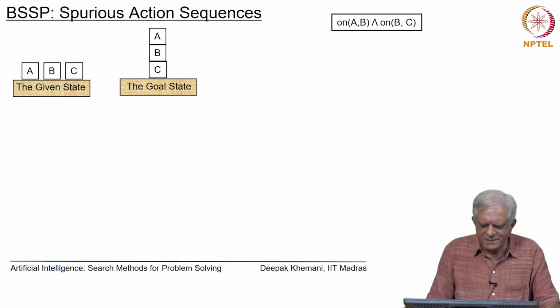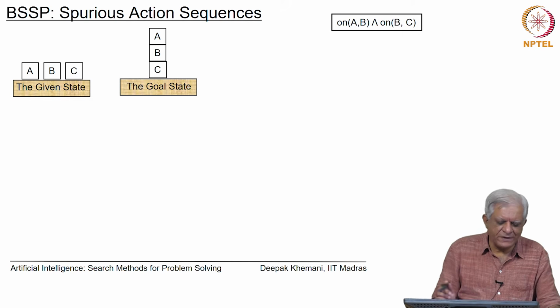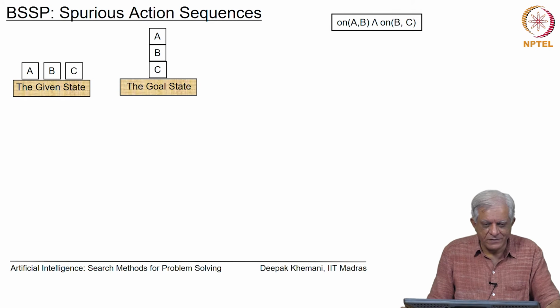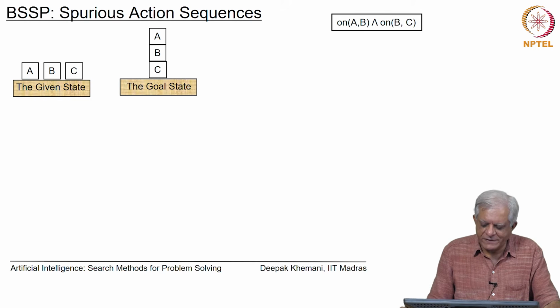And this example is a very simple example. The goal state is similar, except that it is a stack of 3 blocks, A is on B and B is on C. The given state is very simple, all the 3 blocks are on the table. And what is the plan for transforming the start state or given state to the goal state? Let us see what backward state space planning could do.